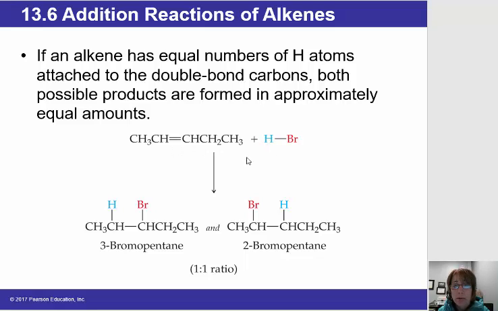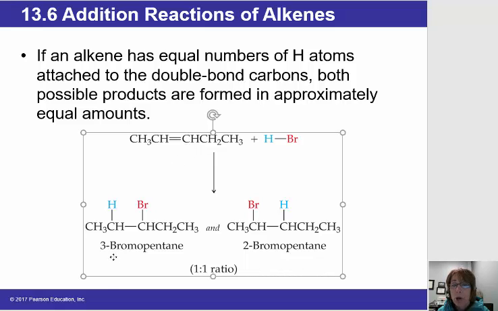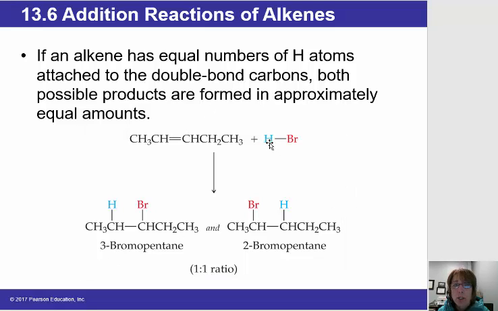So what are the potential products? Well, one of the potential products, if we add HBr across the double bond, is that hydrogen will bond to the 2 carbon and bromine will bond to the 3 carbon, and our product will be 3-bromopentane. The other possibility is hydrogen will add to the 3 carbon and bromine will add to the 2 carbon, and that possibility is 2-bromopentane.